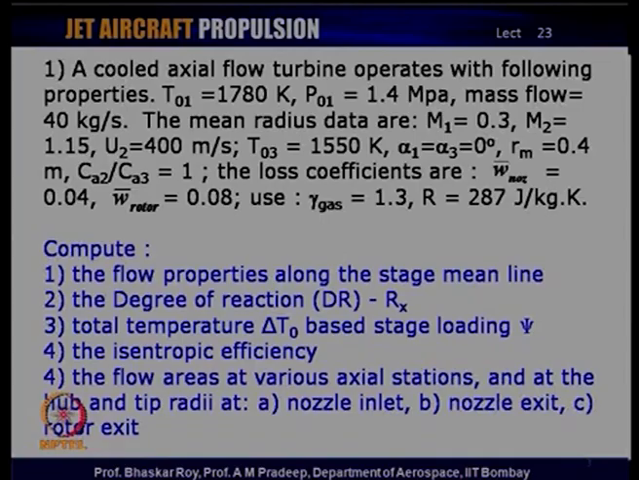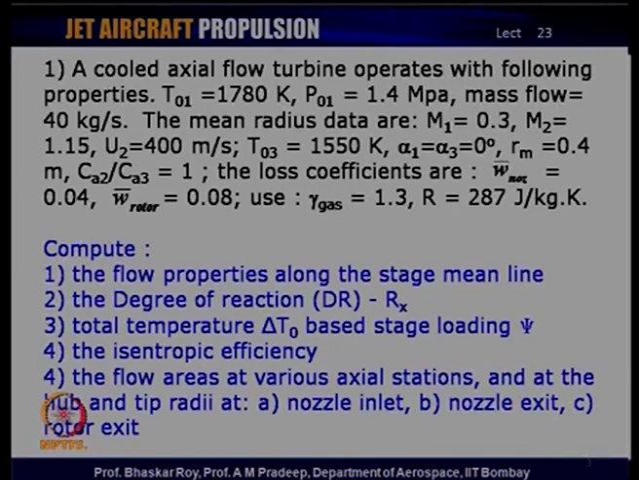So, let us take a look at a typical cooled axial flow turbine problem, and the problem shows that it has properties such that its entry temperature is 1780 K and entry pressure is 1.4 megapascals and carries a mass flow of 40 kg per second, which means it is a medium sized engine.